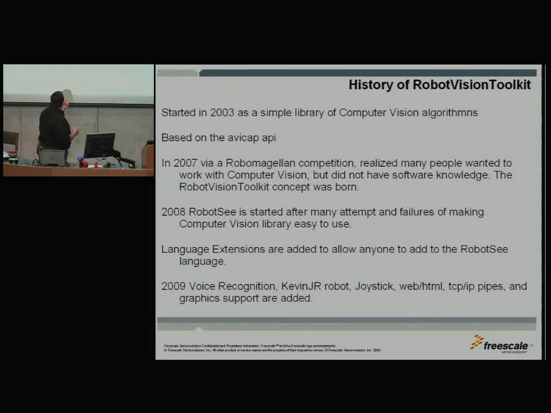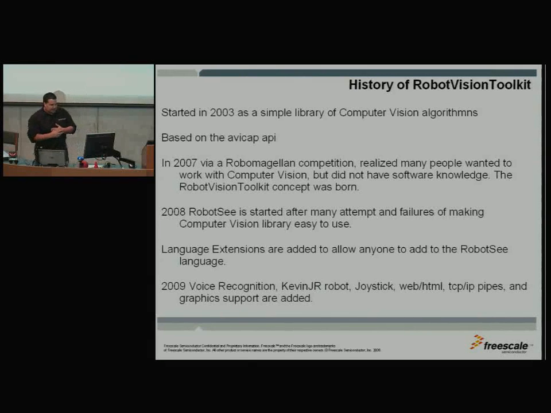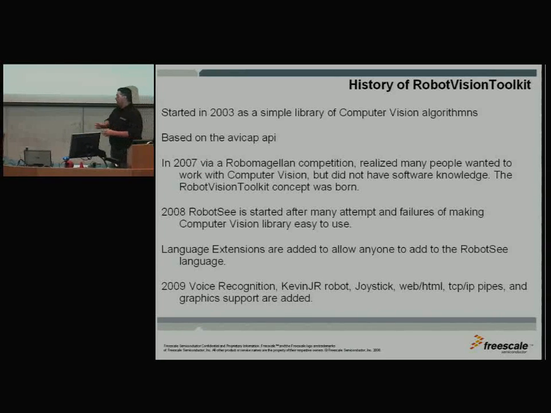So in 2008, after various attempts to make this vision library available to people with not a lot of software knowledge, I finally, after a lot of research, decided to write this language called Robot C. And that's one of the things we're going to talk about today. Again, the goals for Robot C was easy expandability. For advanced users, you can add your own keywords. You can completely change the language. It will be open source. The source isn't public yet, but it will be available by the end of the year, so you can change it and do whatever you want.